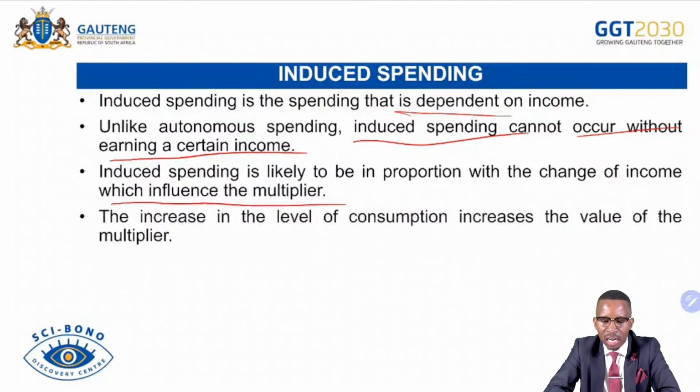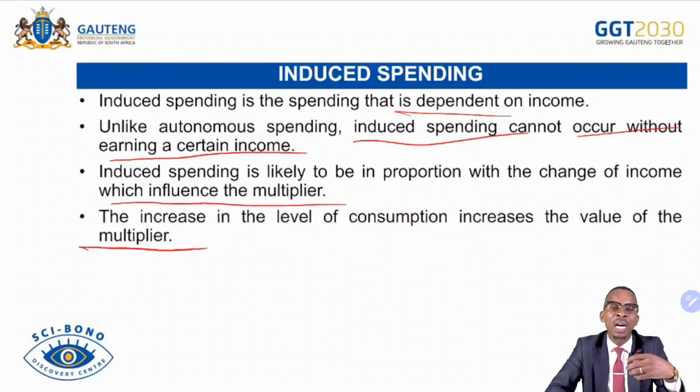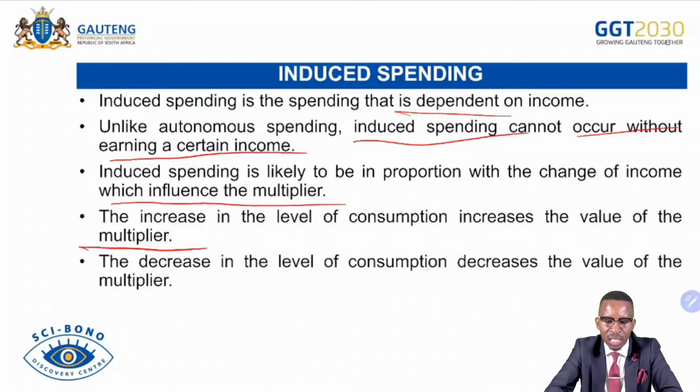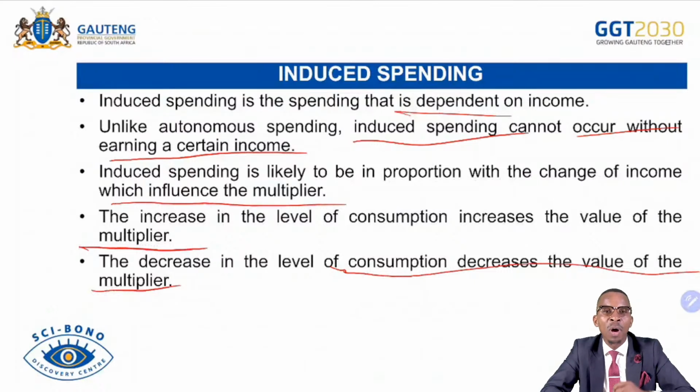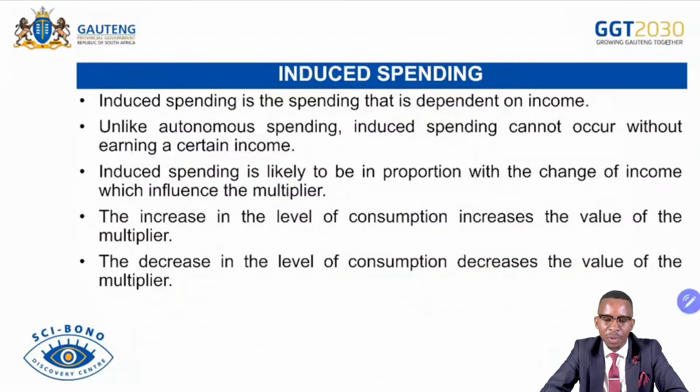The increase in the level of consumption increases the value of the multiplier, meaning as we consume more of our income, there will be more multiplier because the MPC will be higher than the MPS. The decrease in the level of consumption decreases the value of the multiplier because that will mean most of our income is saved or taxed. So the money that we are having is not directly spent in the economy, which will decrease the value of the multiplier because the money will not be moving from one person to another, as per the multiplier principle.